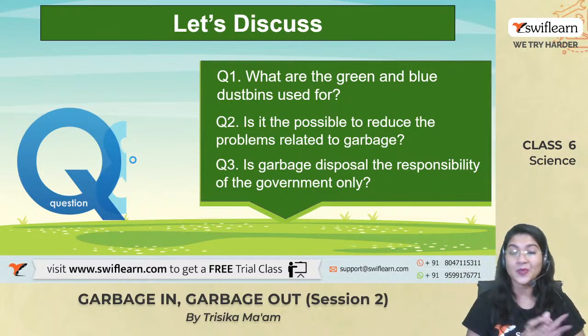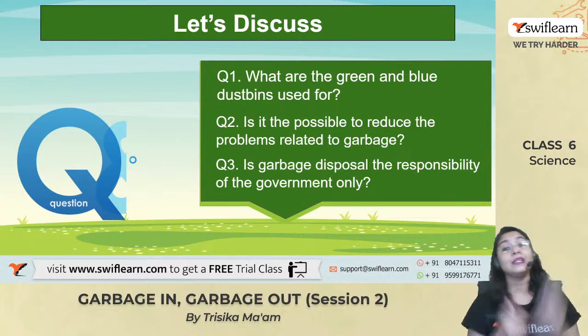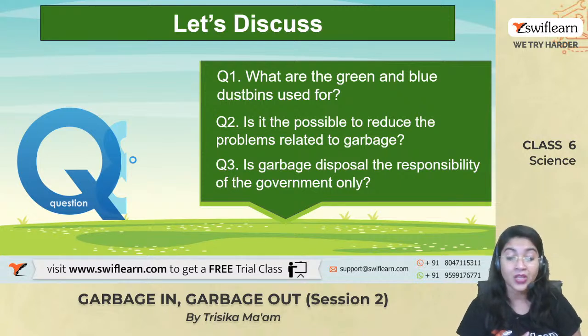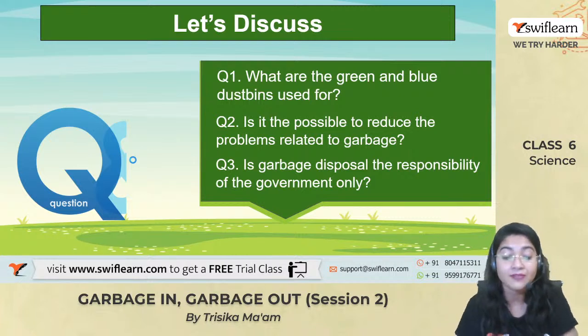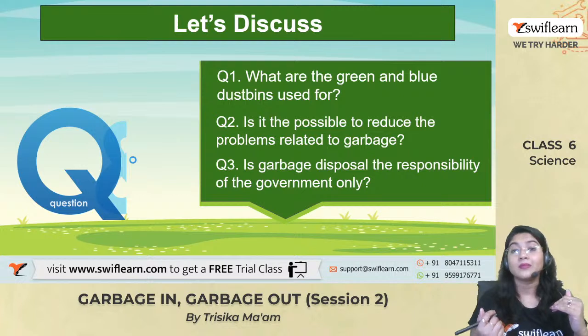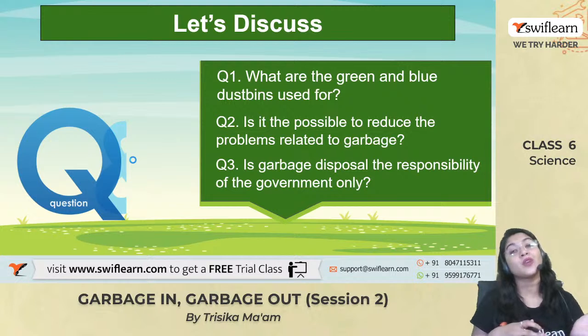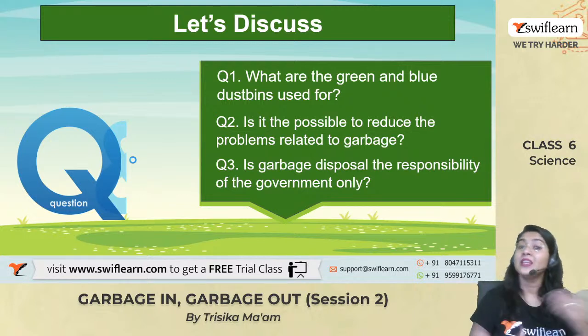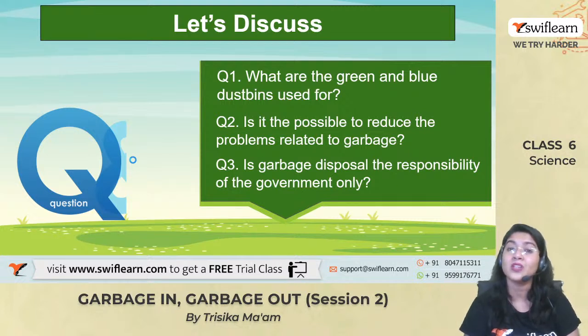Now let me discuss some question answers, right? My first question is, what are the green and blue dustbins used for? In the previous session, we already studied the different types of dustbins of different colors. What are they used for? The green dustbins are used for garbage which we cannot use again and again, right? And the blue dustbins are used to throw garbage which we can use again and again. We can recycle or reuse them.